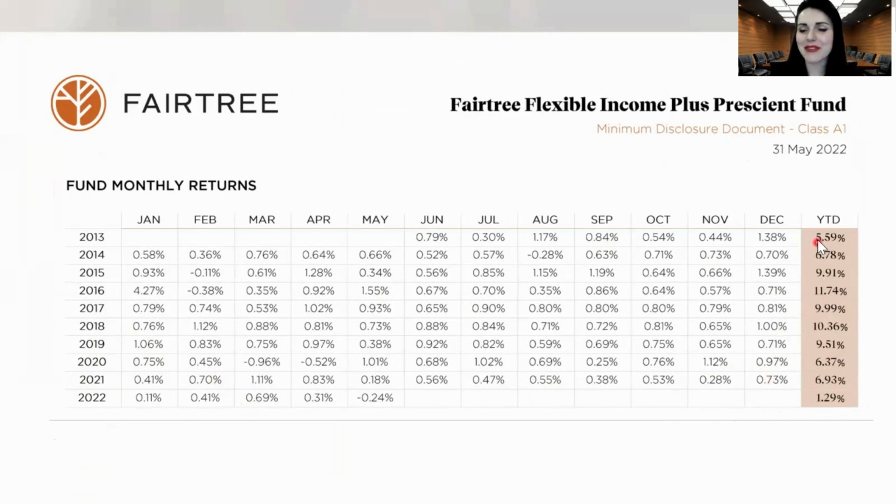Here you will see the fund has generated phenomenal returns since inception. And even last year, in a very low interest rate environment, the fund did over 6%. Once again, this is as of when this session was recorded, and please make sure that you use the latest MDD when you choose your specific fund. So this would be an absolute yes when it comes to an emergency fund, and we would say you can consider a flexible income plus fund from Fairtree.